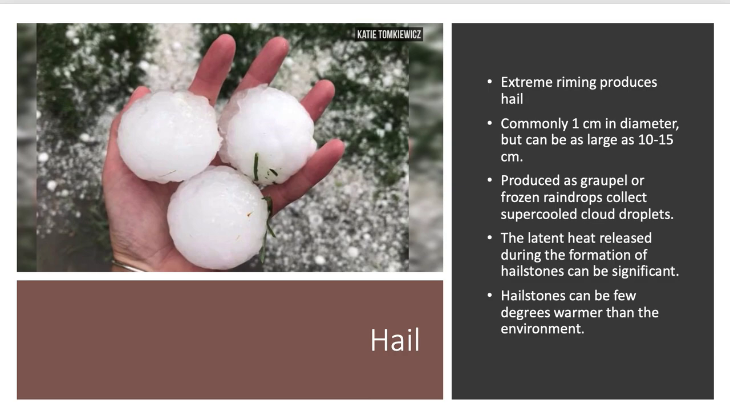What is interesting is that unlike other forms of precipitation, the latent heat that is released in the formation of hail can actually be significant. And hailstones, because of this, can be a few degrees warmer than their surrounding environment. Actually, sometimes the latent heat that is released can cause a partial melting of some of the layers of hailstones.